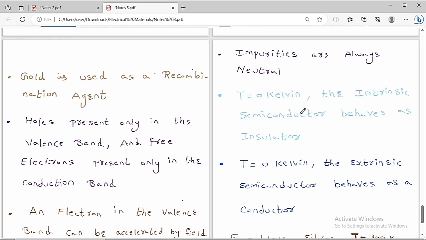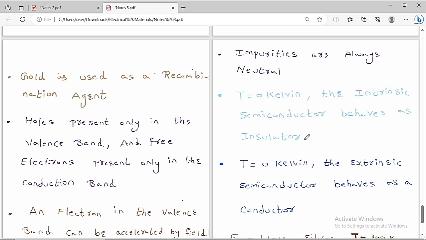One more point is here. I already told you that whenever you keep an intrinsic semiconductor at 0 Kelvin temperature, it is going to act like an insulator. I already told you this concept so many times. Whenever you keep the intrinsic semiconductor at 0 Kelvin, it is going to act like a perfect insulator, because at this condition the Na value is equal to 0. If Na is equal to 0, by default n is equal to p is equal to 0, which means there are no free charge carriers. Because of this reason, it is going to act like an insulator.